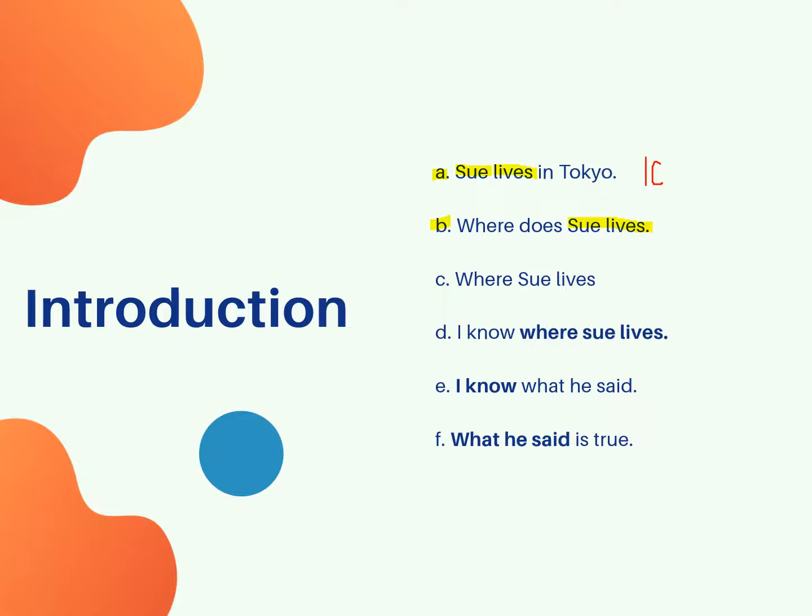Well, for this one, "where she lives," it's actually a dependent clause because it needs other clauses in order for the sentence to make sense. The example of the perfect sentence is this: I know where she lives. "I know" is an independent clause, and "where she lives" is a dependent clause. And the other example is: I know what he said, and what he said is true. This is an example of a bunch of clauses.